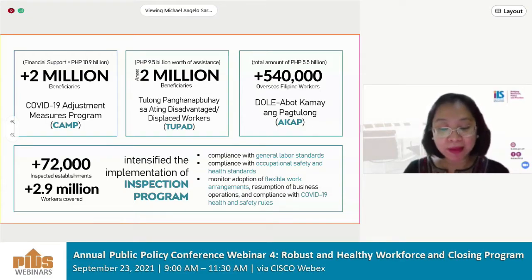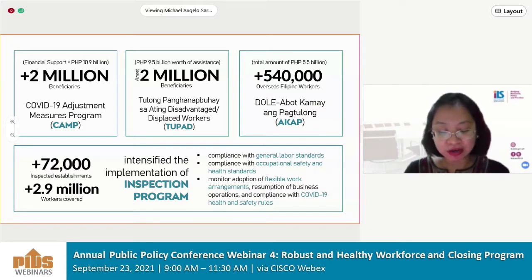Lastly, the DOLE Abot Kamay ang Pagtulong program for overseas Filipino workers provided financial assistance worth 10,000 per affected OFW who have been permanently or temporarily displaced from their work, including the Balik Manggagawa, who are unable to return to the workplace due to the pandemic. Thus far, more than 540,876 displaced OFWs have been assisted through the program, with a total budget utilization of 5.5 billion.